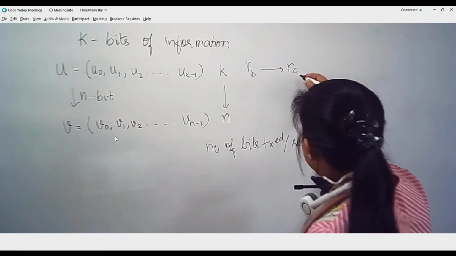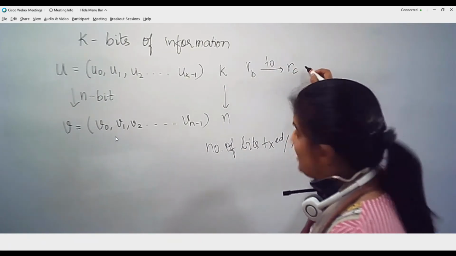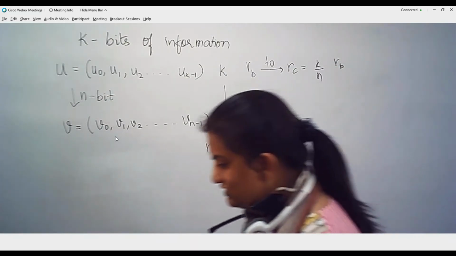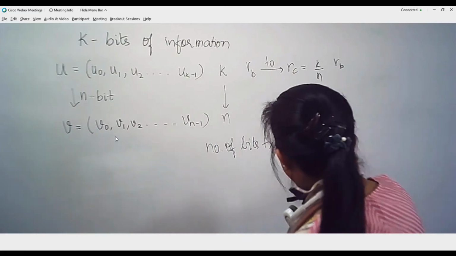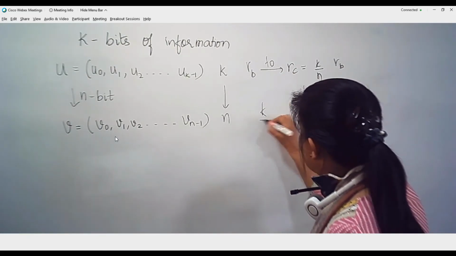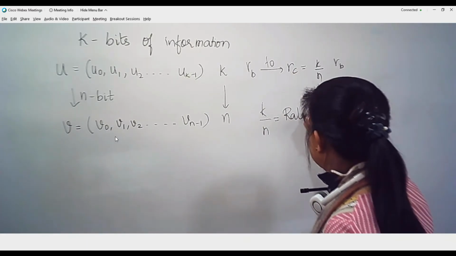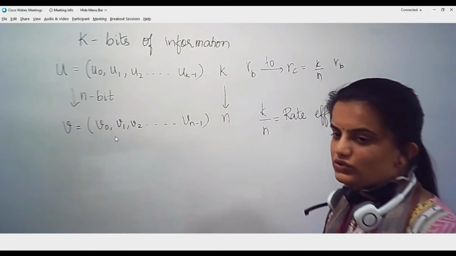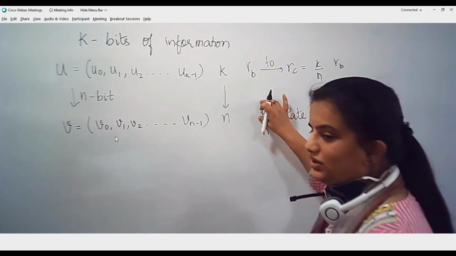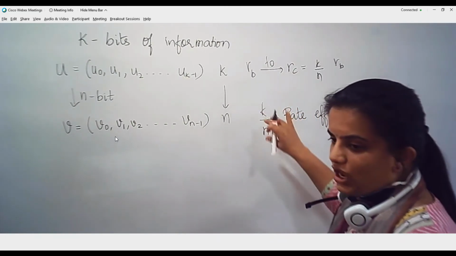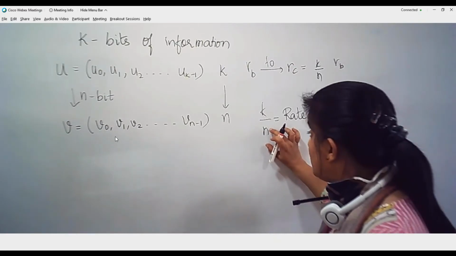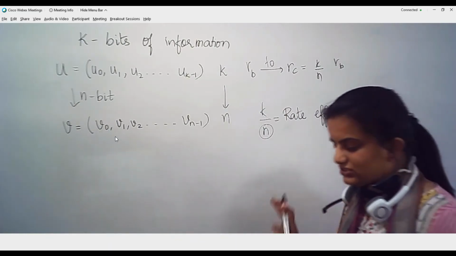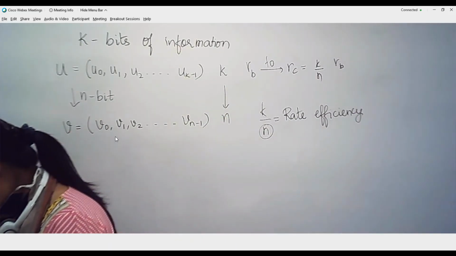Yesterday I had written this in the block diagram, where RC is related to RB as k by n. What is this k by n? We call it the rate efficiency. What is this rate efficiency? It gives us the idea of how much coded information is sent over the channel for a given amount of information. So this ratio is known as rate efficiency.